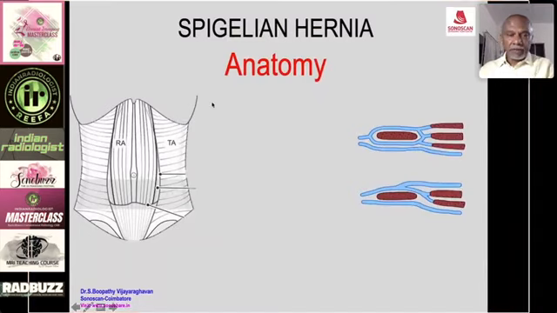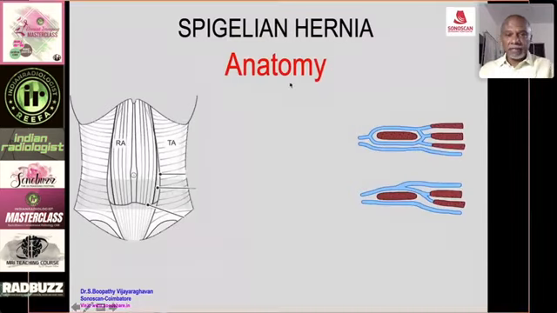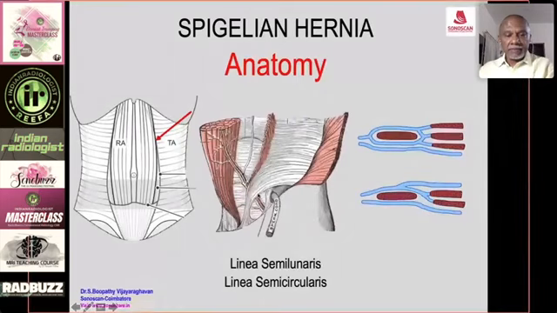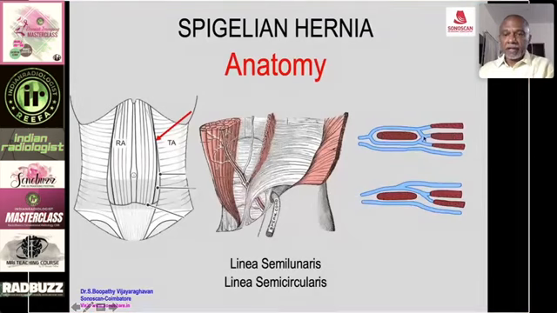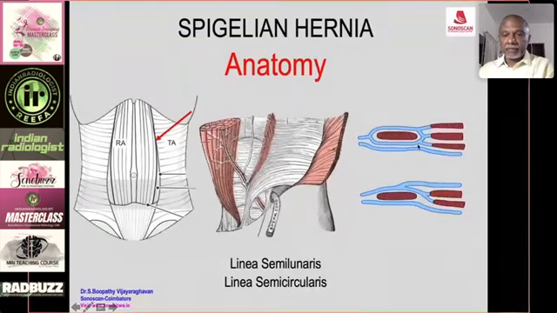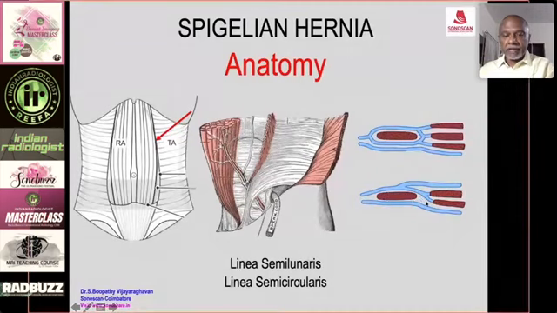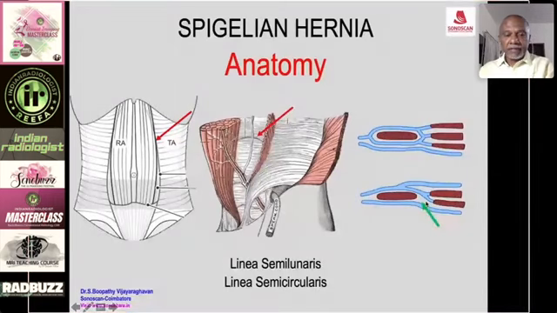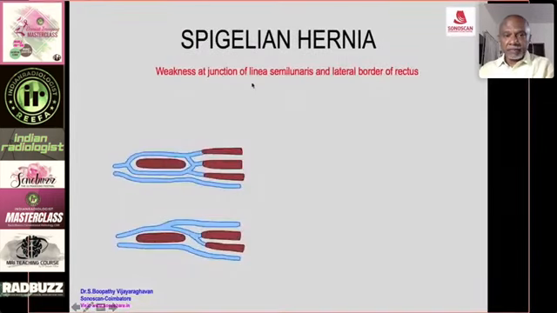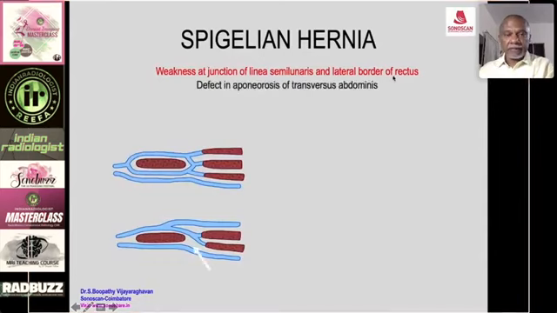Now coming to unusual hernias, one is the spigelian hernia. The anatomy is you get the linea semilunaris, the lateral border of the rectus, and the linea semicircularis, posteriorly, where the aponeurosis of the three muscles divides into the anterior and posterior rectus sheath. Below the linea semicircularis, the posterior rectus sheath is not present. So there is a potential weakness there through which the hernia happens. So that is the spigelian hernia, at the junction of the semilunaris and the lateral border of the rectus.